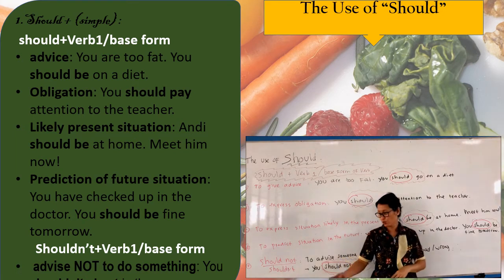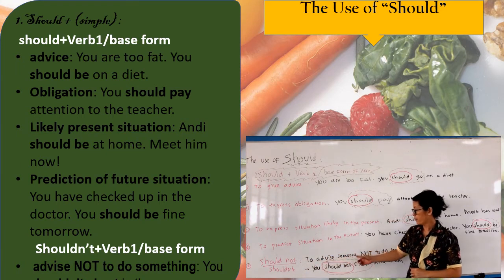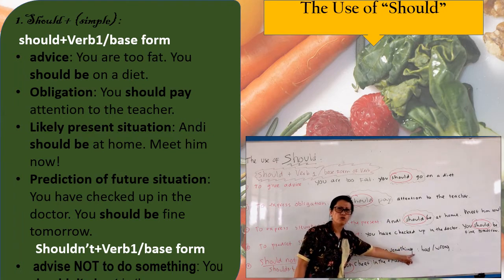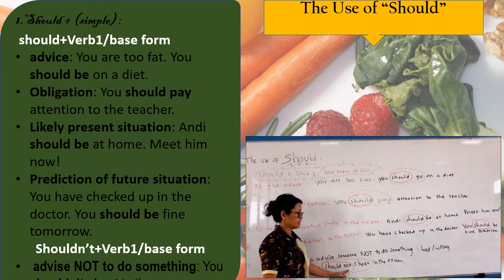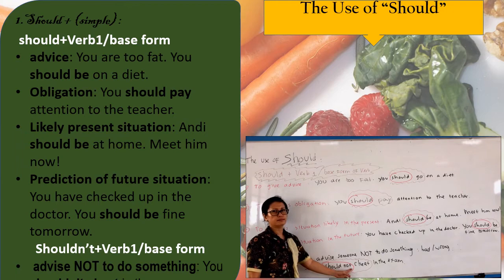Good. Now the last one. Here I give you should not or shouldn't. You can use the negative form to advise someone not to do something because it is bad or wrong. Example, you should not cheat in the exam. Kamu seharusnya jangan nyontek di ujian. Okay?